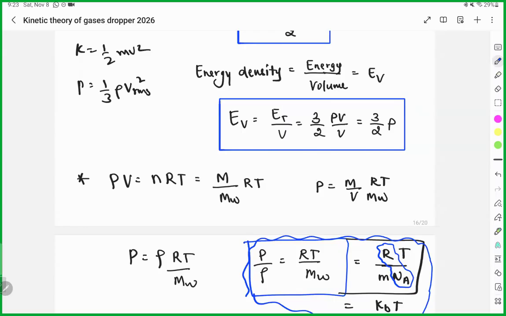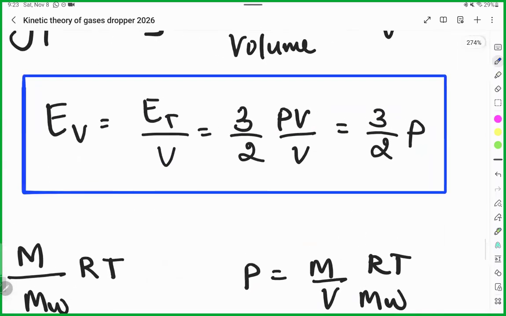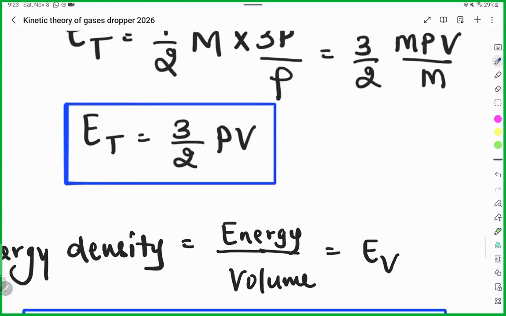So Sania, pressure of the hydrogen. We have volume, total average kinetic energy for this pressure. Yeah, see this formula. This formula, or you can say this formula.